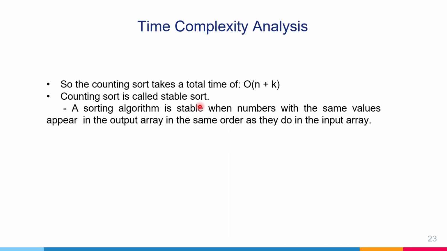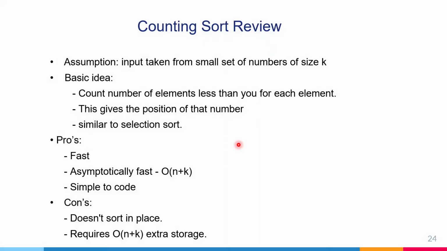Time complexity analysis. Counting sort is called a stable sort. Why? A sorting algorithm is stable when numbers with the same values appear in the output array in the same order as they do in the input array. Counting sort is fast and simple to code. The disadvantages are that it doesn't sort in place and requires extra storage.